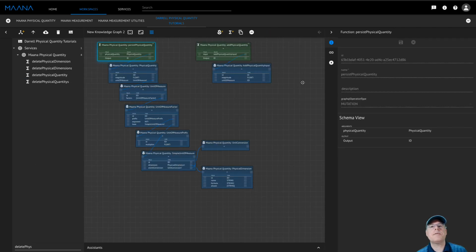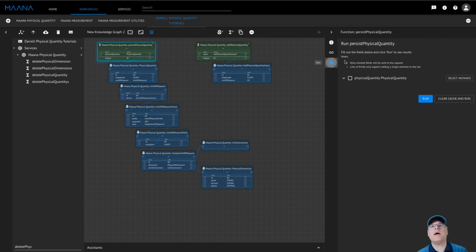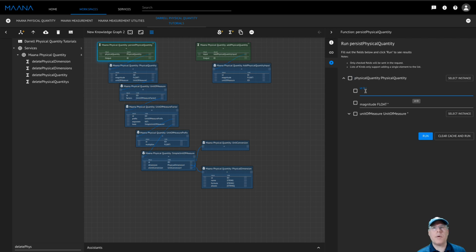So to demonstrate the use of the persister, I'm going to create a new unit of measure called G, which is a unit of measure of acceleration, at the same time that I create a physical quantity that uses it. So I'm going to open up the run dialog here for the persister, and let's say we've just measured 3 G's.